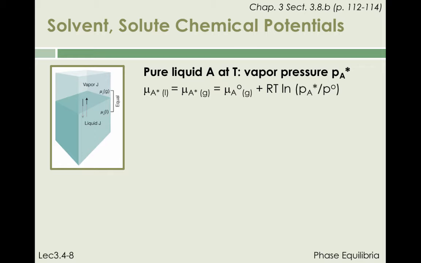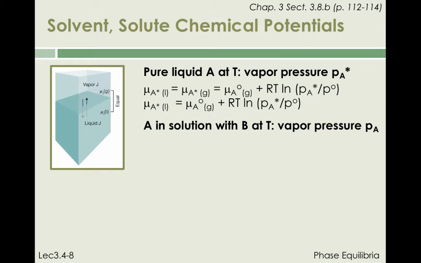The symbol star will be used in this chapter whenever we are referring to a pure substance. To make a connection with what we learned earlier in chapter 3, you should also note that PA star is obtained from the Clausius-Clapeyron equation for the liquid-vapor coexistence curve at temperature T. So we conclude that mu A star for the liquid phase is equal to mu A standard for the vapor plus RT times the natural logarithm of PA star over P standard.